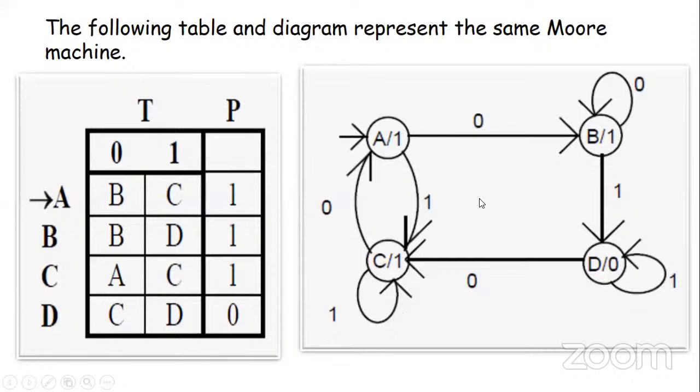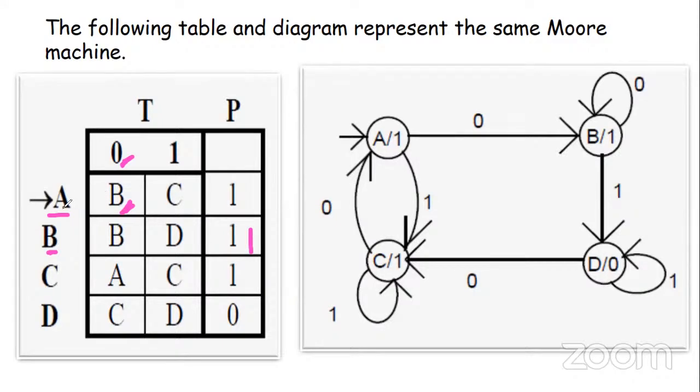So this is for a Moore machine. You are at A, you output 1, you are at B, you output 1, C, you output 1, D, you output 1. However, for the table, it says you are at A. Upon the receipt of 0, you move to B, right? So what is the output of B? So you go to B and put the value here, 1.